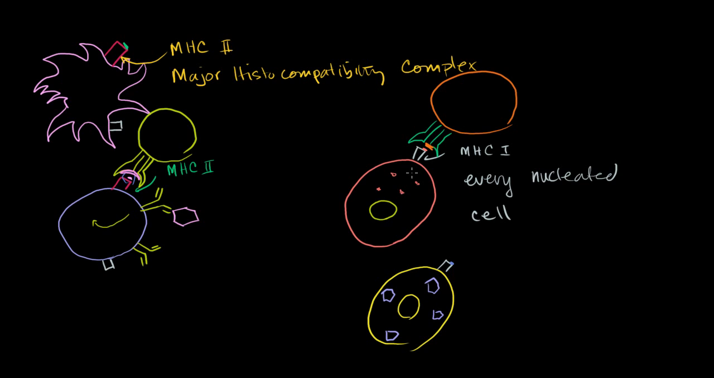cytotoxic T cell will be involved when this cell goes cancerous. This cytotoxic T cell would be of no use, it just won't bond to this one that was attracted to a virus. It's going to have to be another cytotoxic T cell that does that.